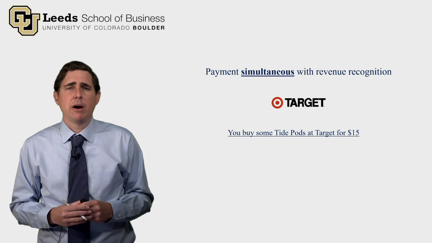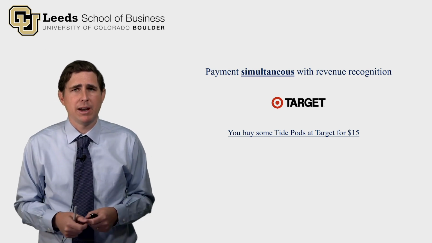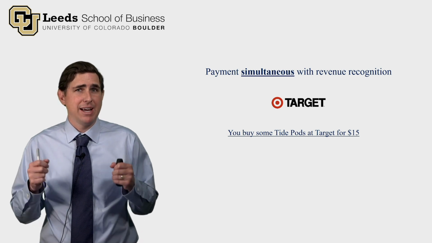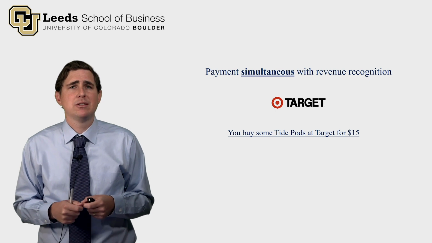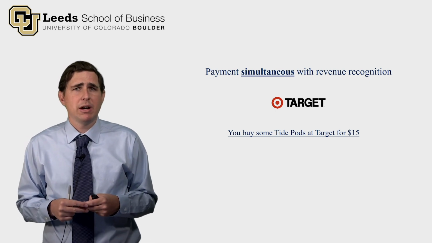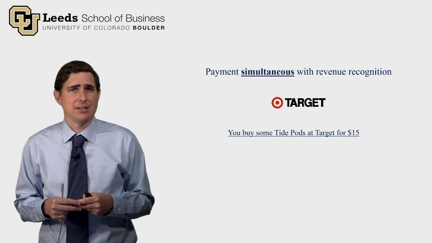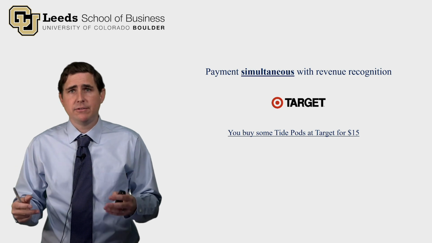Next, we'll talk about the example where payment is received at the same time revenue is recognized. Payment is received at the point of sale. A great example for this type of transaction is Target. And this will be a quick example. Suppose you go to Target and you want to buy some Tide Pods so you can do laundry. So you go to Target, it costs $15.